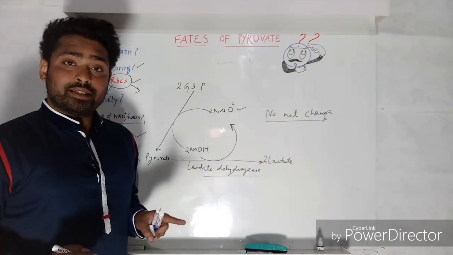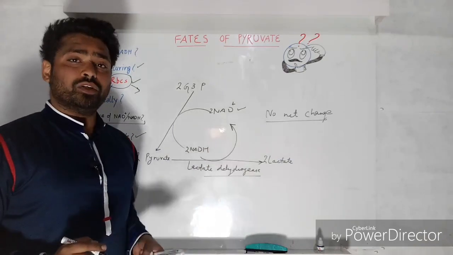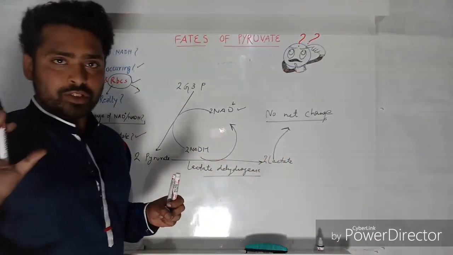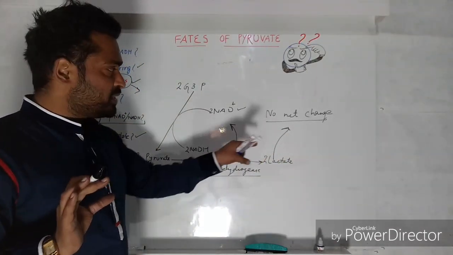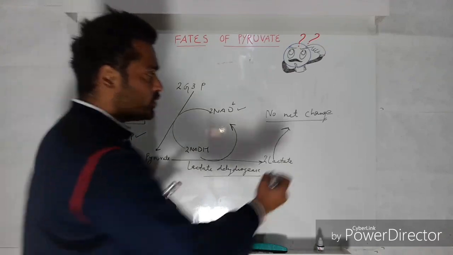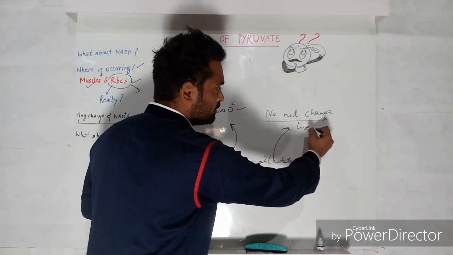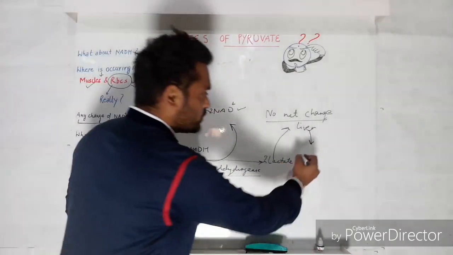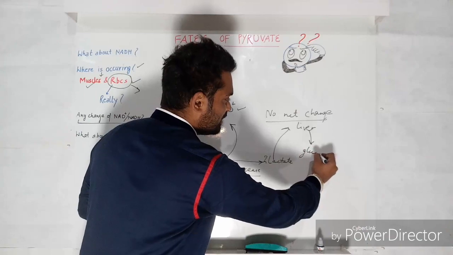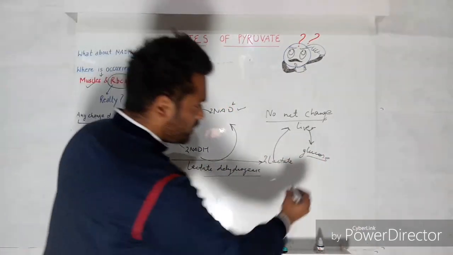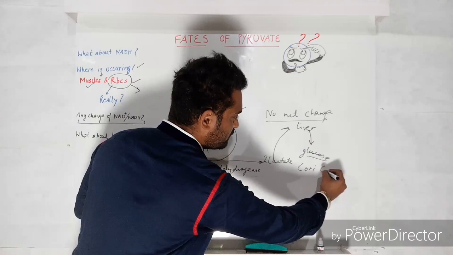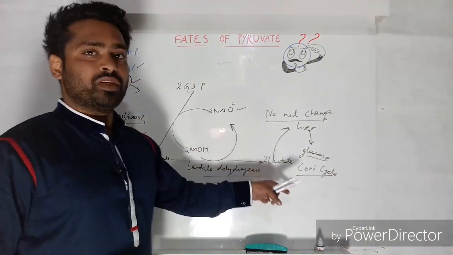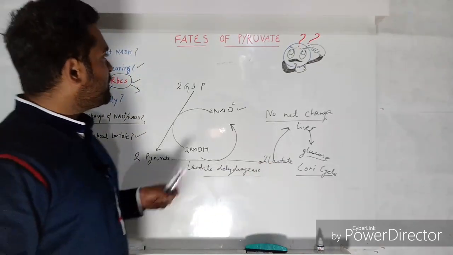We produced this lactate. What are we going to do with this lactate? This lactate would go into the bloodstream. From the bloodstream it goes to the liver, where it would be converted into glucose, and this cycle is known as the Cori cycle. We are not going to discuss the Cori cycle here. There would be a separate video on this.